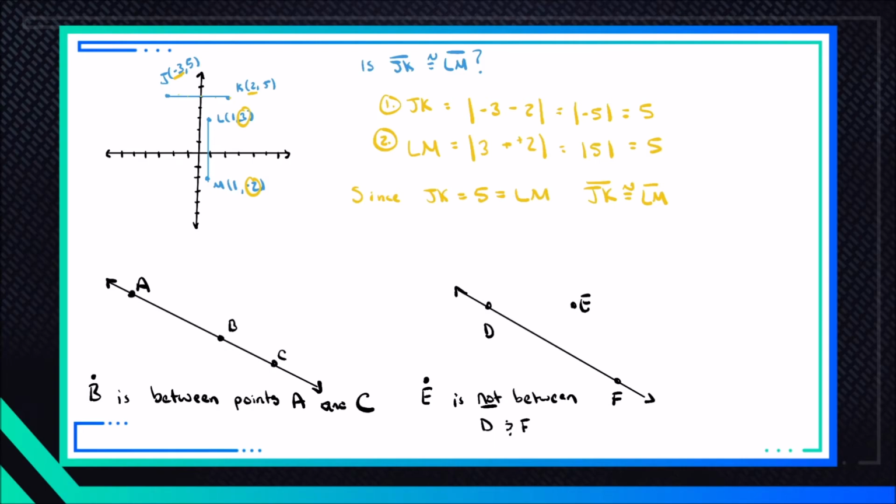So for a point to be between means that it is on the same line. It's collinear with those points, right? We have to go out of our way and make a triangle to get to E. But from A to B to C is one straight line. And so our second postulate is going to deal with this between concept. So postulate 1.2 is going to state the following.